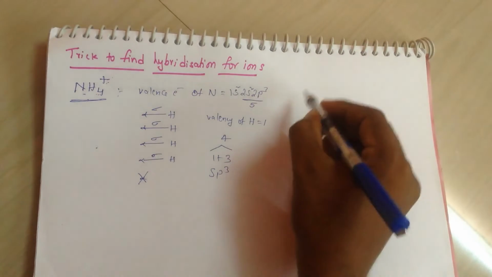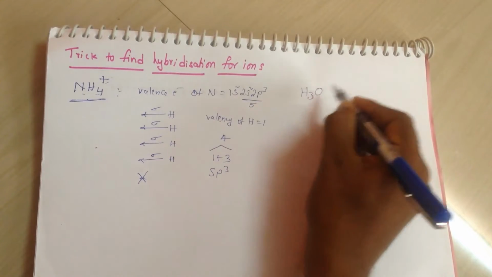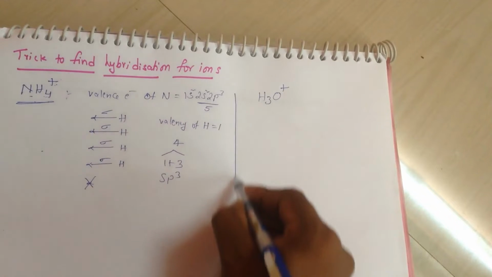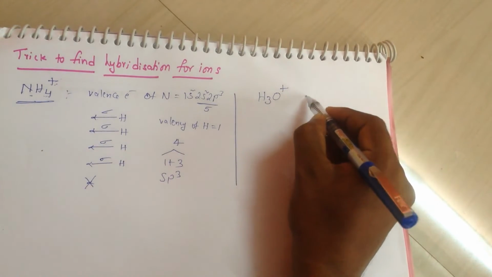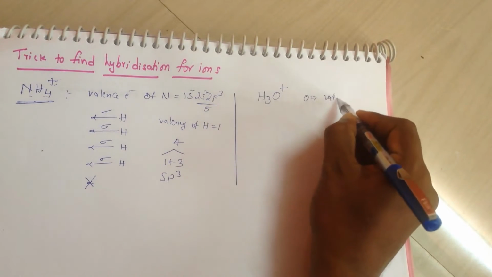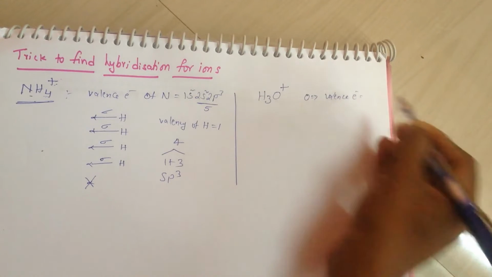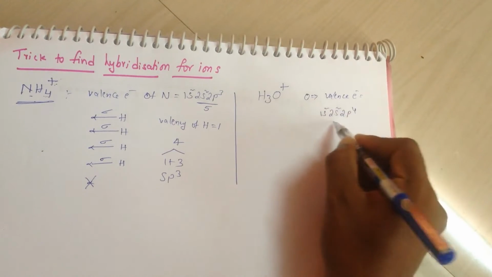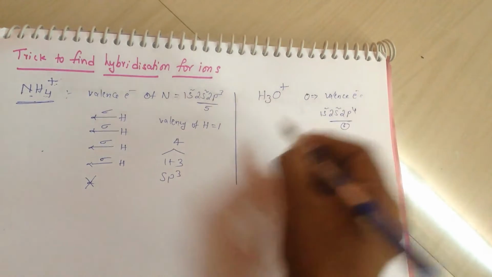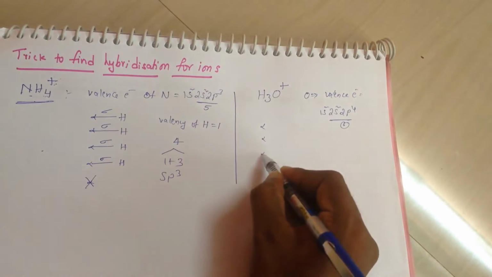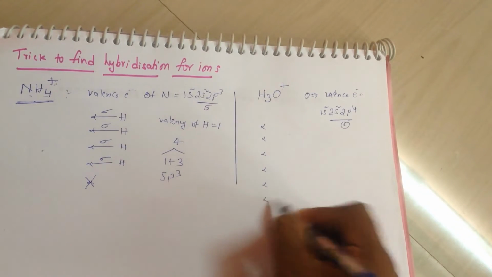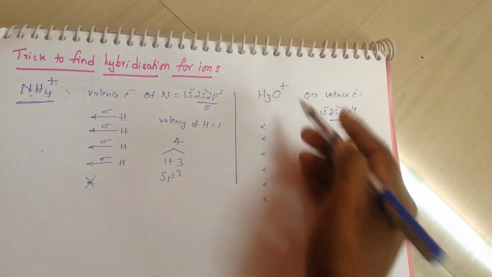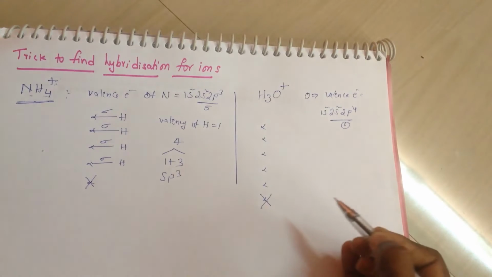We will try another example: H3O plus. In this, what is the central atom, students? Yes, oxygen is the central atom. How many valence electrons does oxygen have? 1s2, 2s2, 2p4. There are 6 valence electrons: 1, 2, 3, 4, 5 and 6. Again here, plus, H3O plus, the hydronium ion. In this, plus means what to do? We have to remove 1 electron.